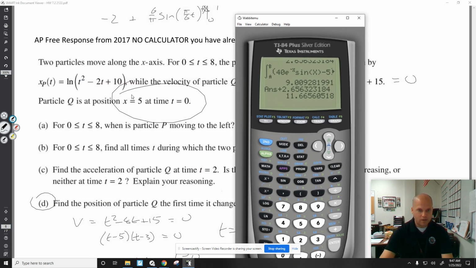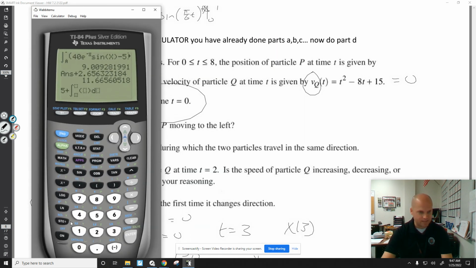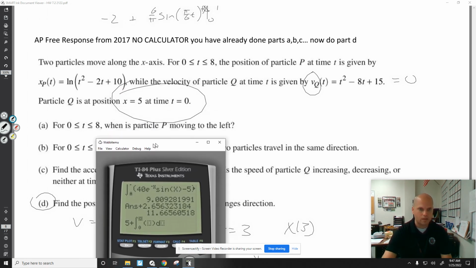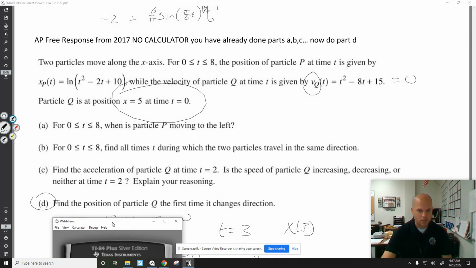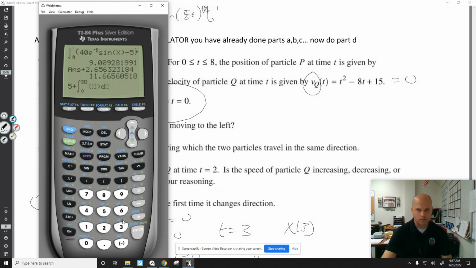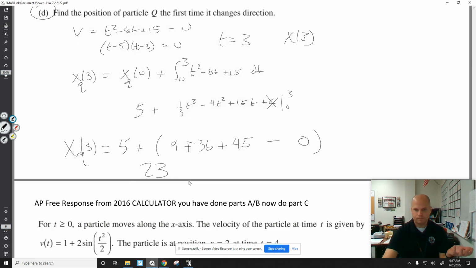take my known position at time 0, which is 5, add. My calculator can find the displacement. It's not taking the antiderivative. Instead, it's just doing a bunch of arithmetic, accumulating from 0 to 3, which is the first time it changes directions. T squared minus 8t plus 15. 23. There you go.